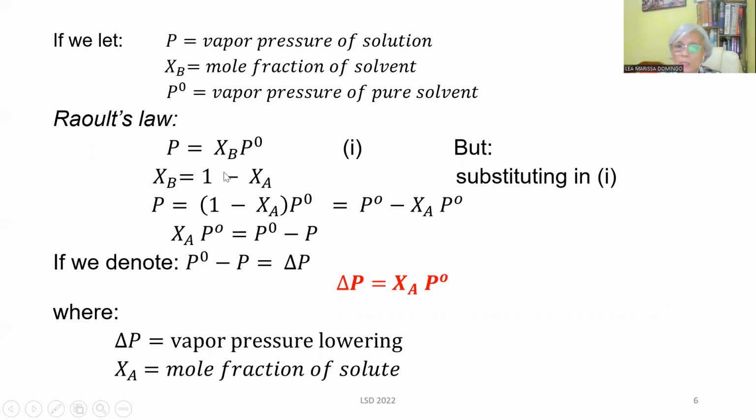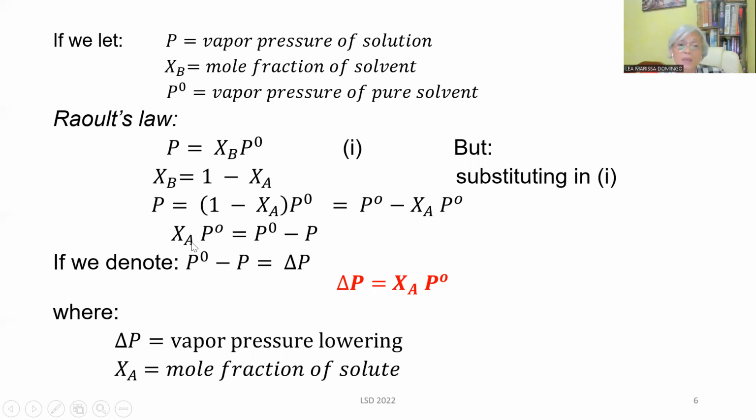Okay? Pero alam naman natin na ang mole fraction ng solute at ang mole fraction ng solvent, ang sum niyan ay always equal to 1. Such that we can substitute X sub B, the mole fraction of solvent, by 1 minus X sub A. And we can substitute this in our equation in X sub B such that P now, which is the vapor pressure of solution, is equal to quantity 1 minus X sub A times P superscript. And then distributing, we have P superscript minus X sub A P superscript.